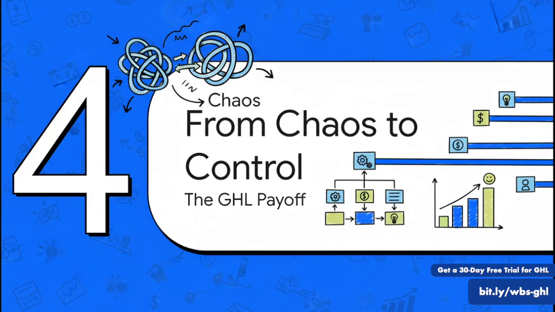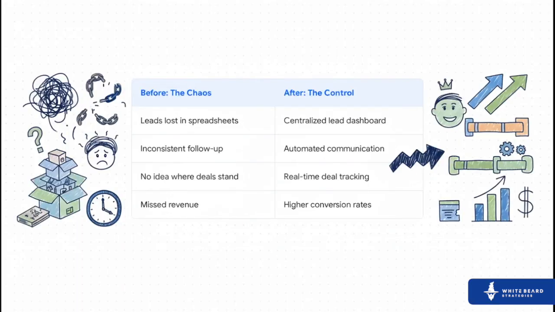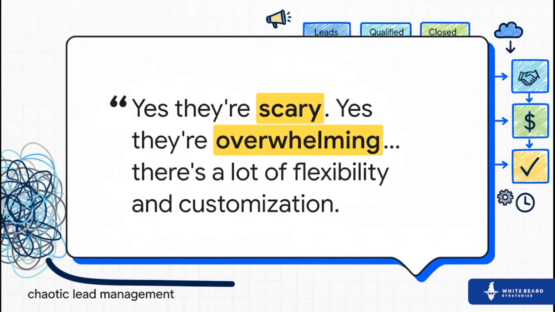So let's zoom out for a second and look at the big picture payoff here. What does this massive shift from chaos to control really mean for your business? Well, remember where we started? In the chaos of lost leads and missed opportunities? Now, with just a simple pipeline and some basic automation, you get a centralized dashboard with real-time tracking. You get complete control and total clarity over your entire sales process. And you know what that almost always leads to? Higher conversion rates.